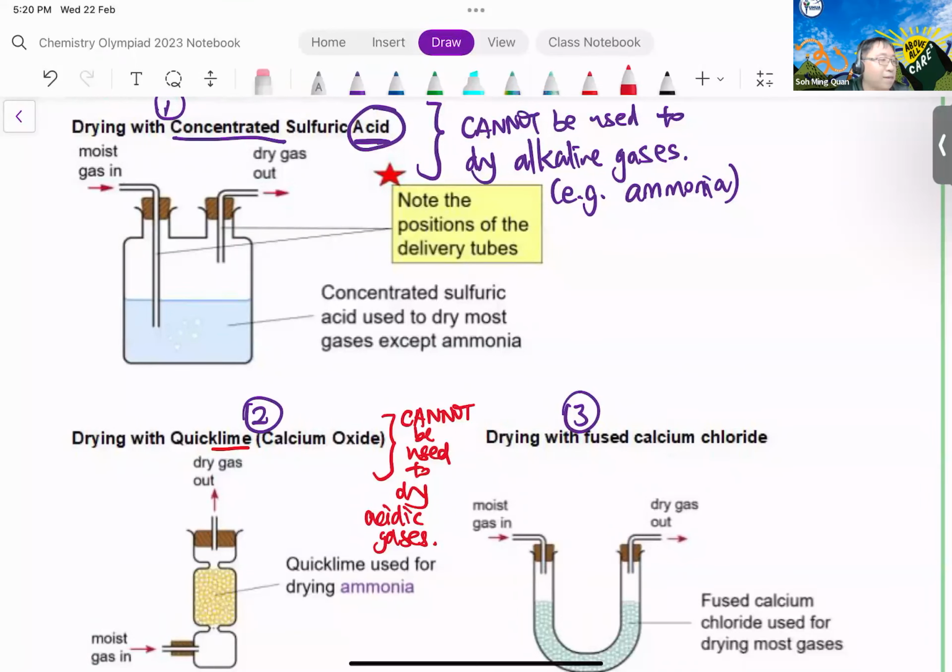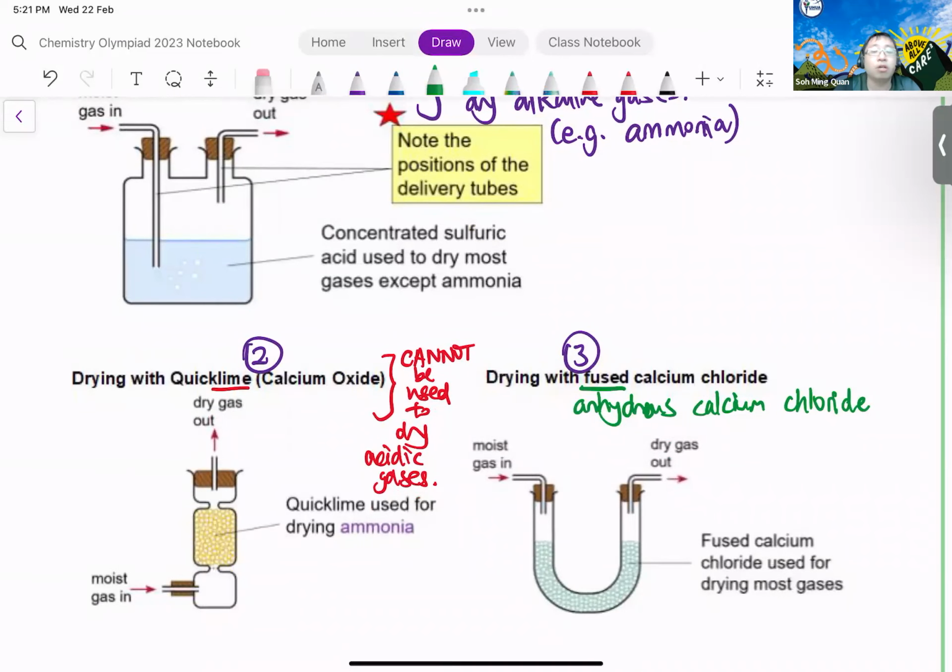All right, finally, we have fused calcium chloride. Now, fused calcium chloride has a different name. Sometimes it's also known as anhydrous calcium chloride, but it means the same thing. Anhydrous and fused calcium chloride just means dry calcium chloride. So because the calcium chloride is very dry, it can actually suck up and absorb the water from the gas. Now, fused calcium chloride is very useful because it can be used to dry most gases.